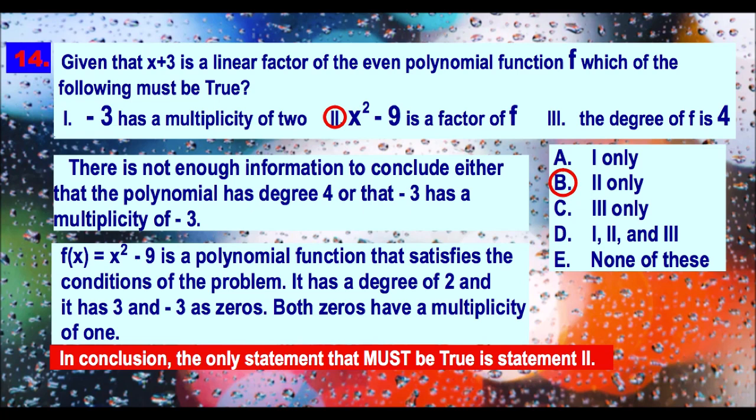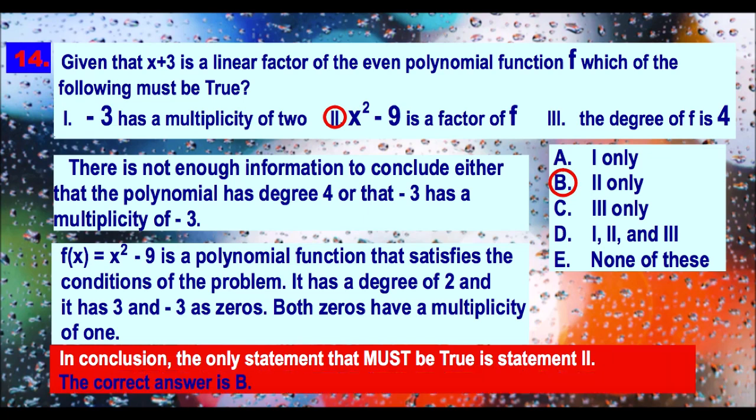f of x equals x squared minus 9 is a polynomial function that satisfies the conditions of the problem. It has a degree of 2, and it has 3 and negative 3 as zeros. Both zeros have a multiplicity of 1. In conclusion, the only statement that must be true is statement 2. The correct answer is B.